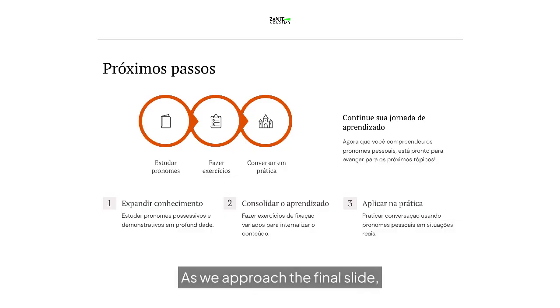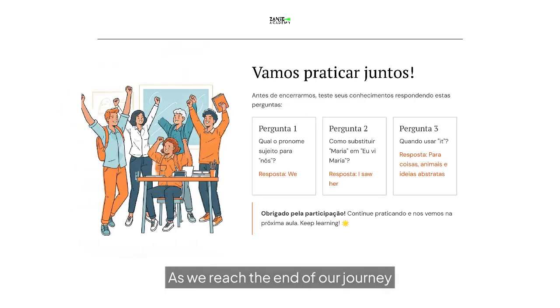As we approach the final slide, remember that each of these steps is vital for your growth in English. The more you practice and apply your knowledge, the more proficient you will become. So, let's keep moving forward and prepare for our final exercise together. As we reach the end of our journey together, let's take a moment to practice everything you've learned about personal pronouns. This is a great way to reinforce your understanding and ensure you can apply these concepts confidently.